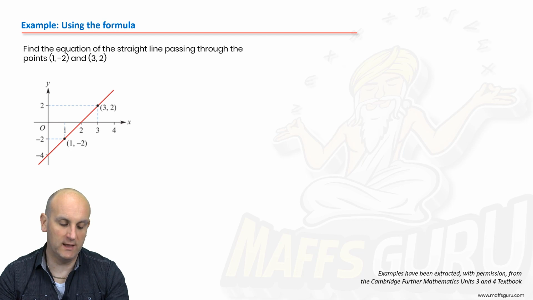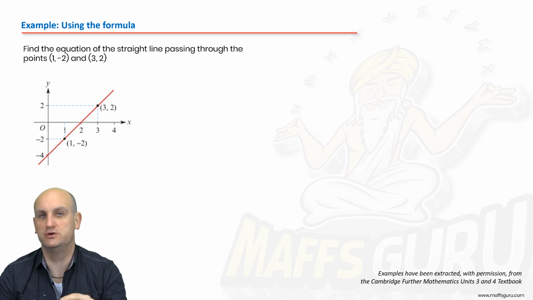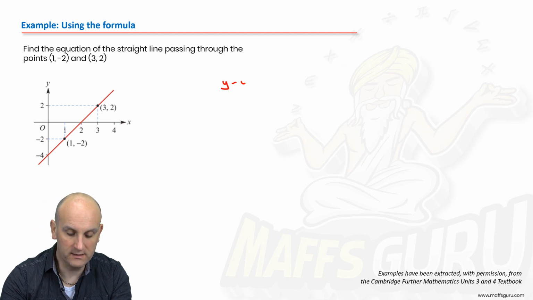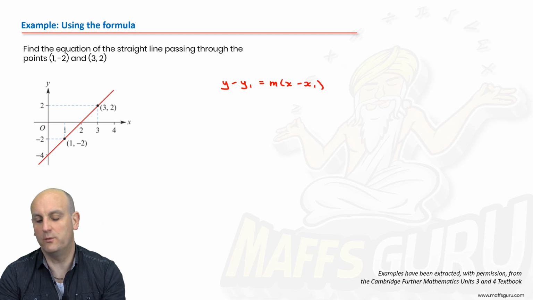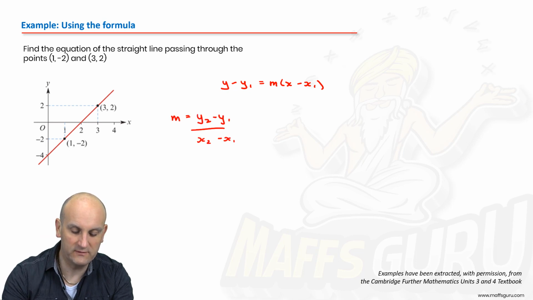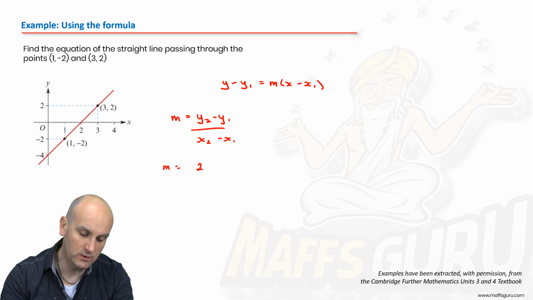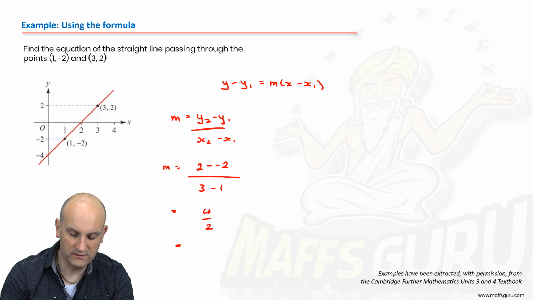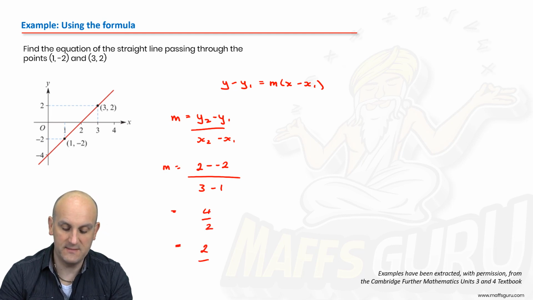Okay, so here's an example. Let's use it to find the equation of a straight line passing through those 2 points. So they've given me 2 points. I now know that I've got to use y minus y1 equals m(x minus x1). Now it's going to seem like a lot of working out, but first thing we need to do is find the gradient. So m, if you remember, is y2 minus y1 on x2 minus x1. So my value of my gradient is, so y2 is 2 minus minus 2 divided by 3 minus 1. So that gives me 4 on 2, which gives me the value of 2. So I now know my m is equal to 2.